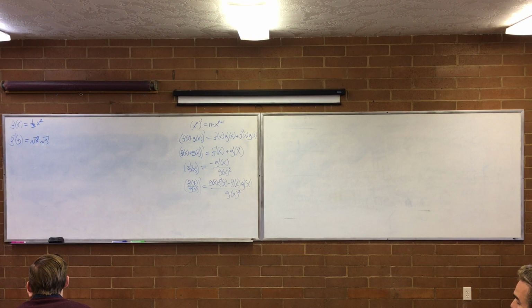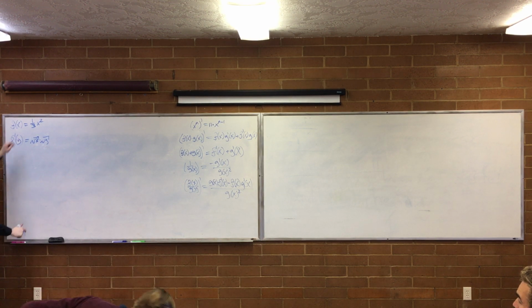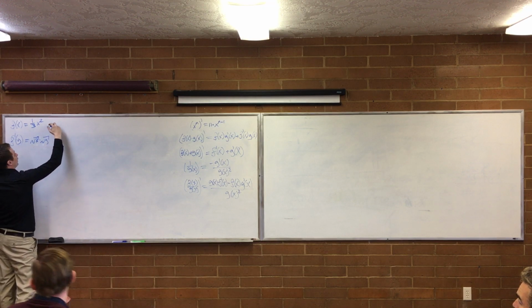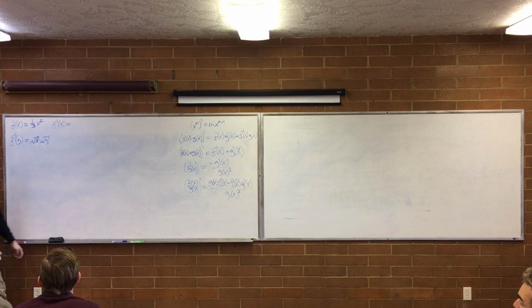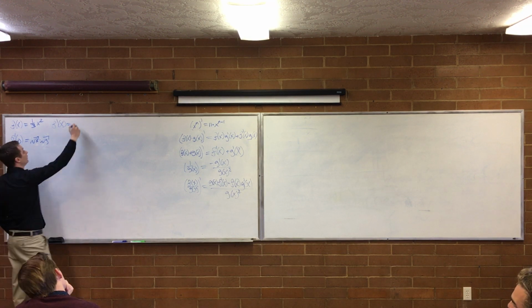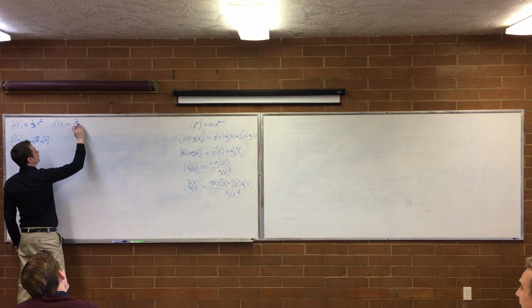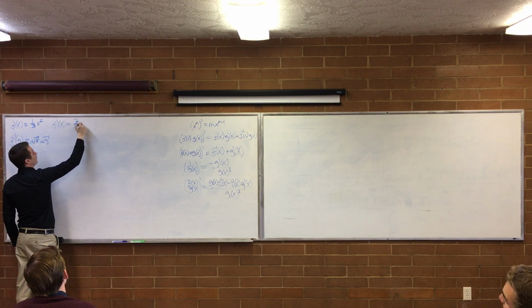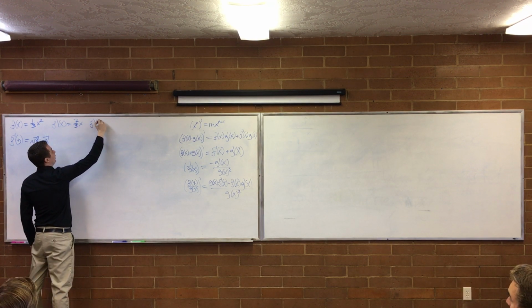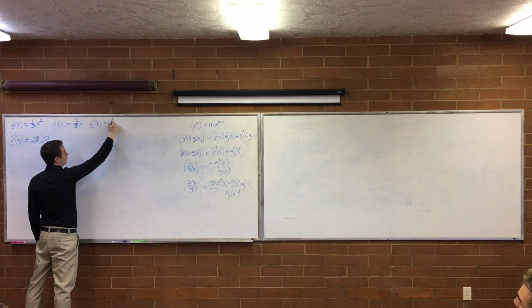Anyways, pick a point. 1. Okay. So first off, what's f prime of x equal to? Square root of 3 times square root of y. It is. f prime. Oh, sorry. 2/3 x. So f prime at 1 is equal to 2/3.